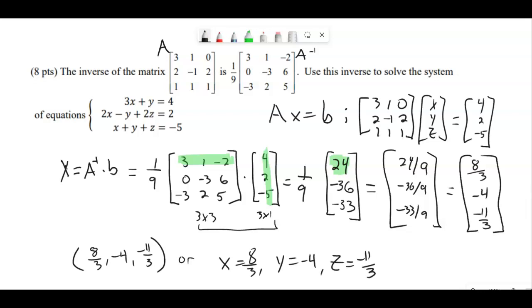Now be careful here. The fact that they say use this inverse to solve means that you potentially could get no credit by solving this with another technique like row echelon form or just elimination or some other method. So make sure you use what they're asking to get your credit.